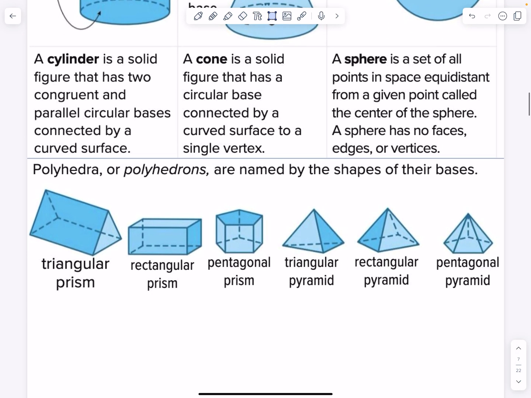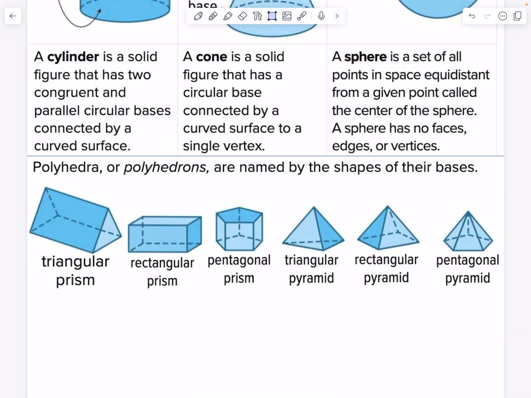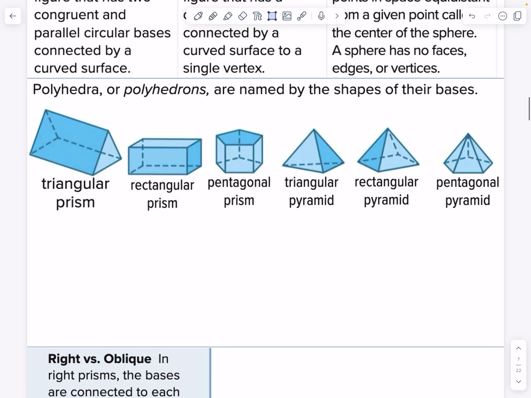Okay, so here's kind of some common ones that you'll see: triangular prism, rectangular, and pentagonal. And then you have triangular, rectangular, and pentagonal for pyramid. Those are some ones that are pretty commonly used in geometry. And we'll kind of find some formulas here that work for us to find surface area and volume.